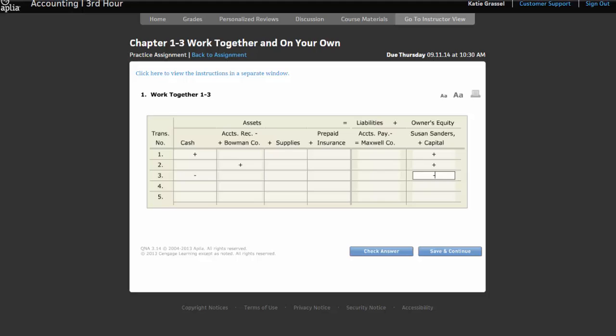Number 4, receive cash on account from Bowman Company. Chris. Does the amount that Bowman Company owes us go up or down? Down. So Bowman Company is going to go down. The overall value of what they owe us is going to go down. And number 5, paid cash to owner for personal use. Michelle?